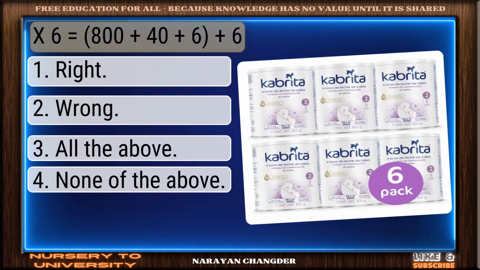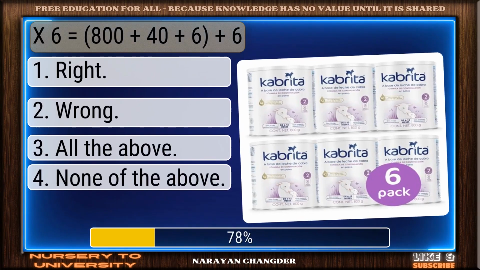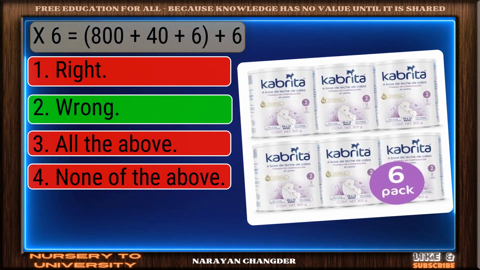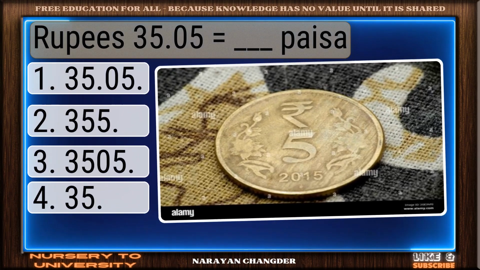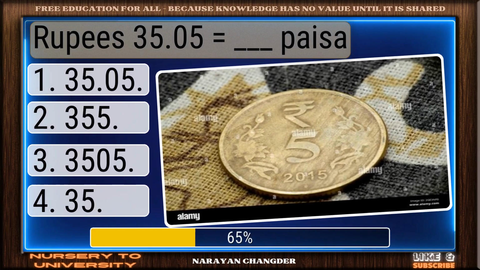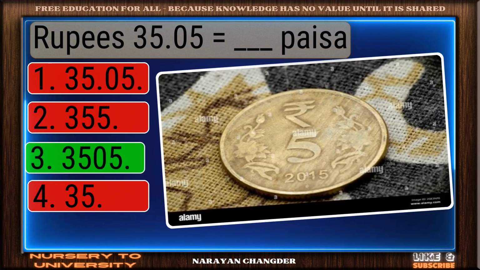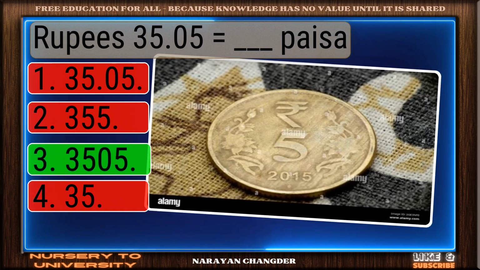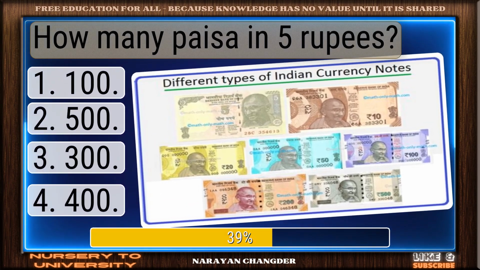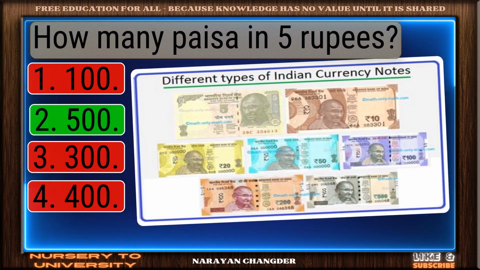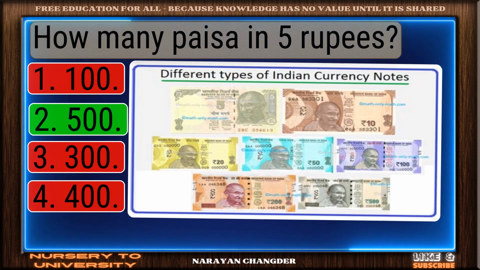x6 equal to plus 6. Nice work. You chose wrong and it is correct. Rupees 3505 equal to dash paisa. Nice selection. 3515 is the correct and valid answer. How many paisa in 5 rupees? Solid response. 500 is a valid choice.